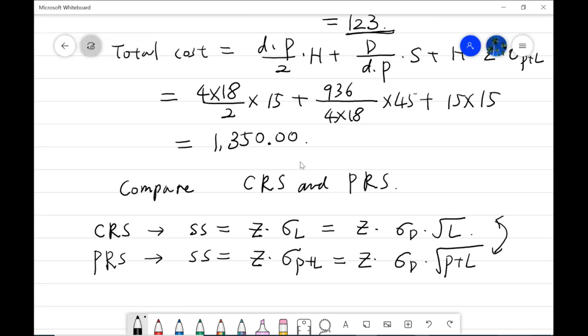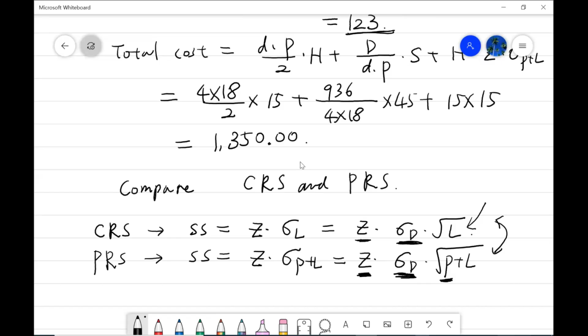Such as the same cycle service level, it'll be the same, and also the same demand. And even the lead time is the same. So what's the difference here? The review period. So definitely I can say the continuous review system would require less than the periodic review system. In other words, the periodic review system needs a greater safety stock amount.